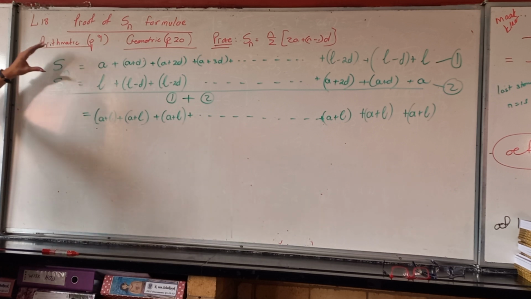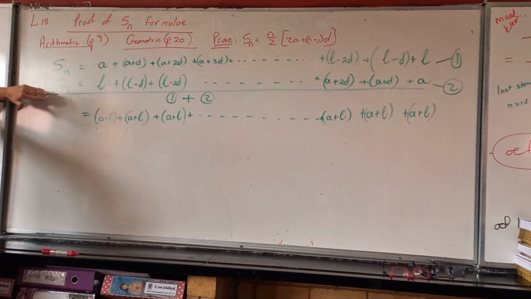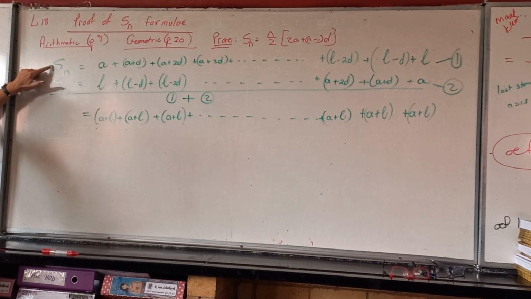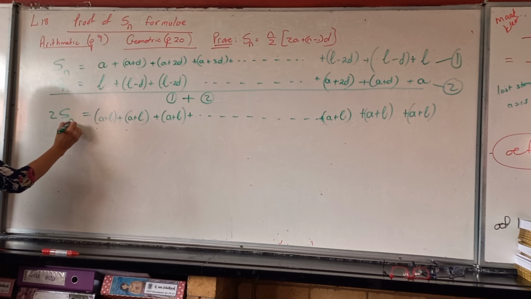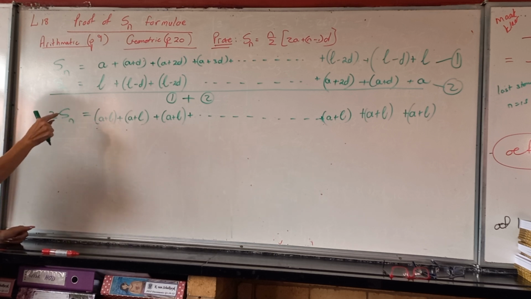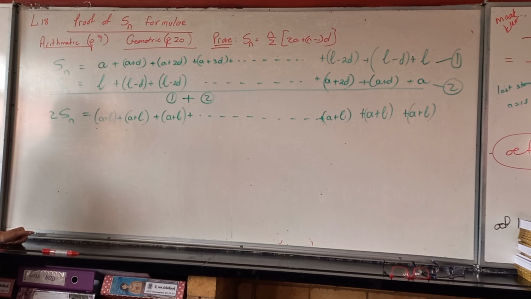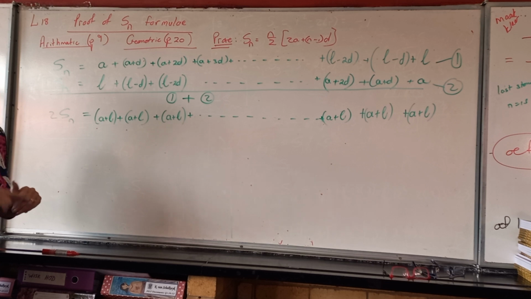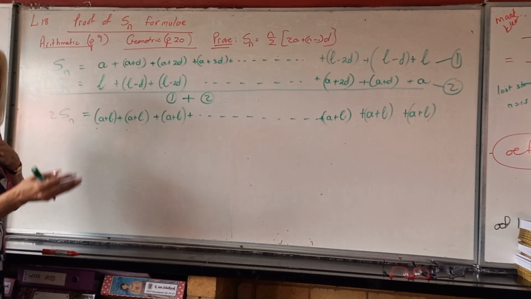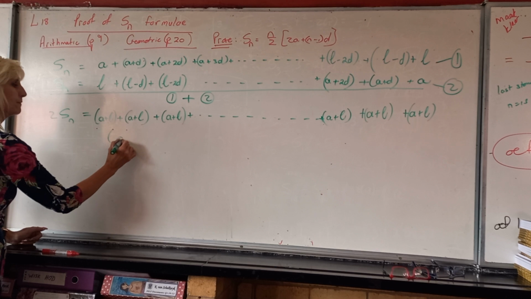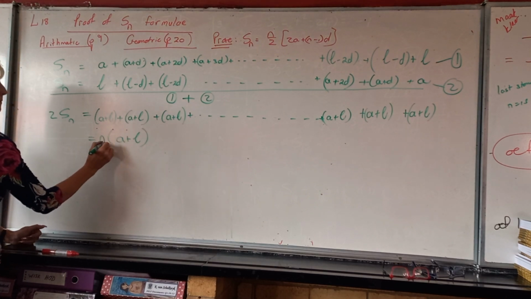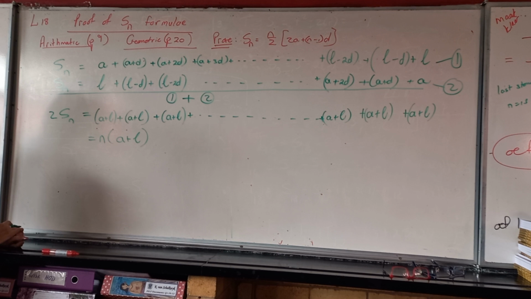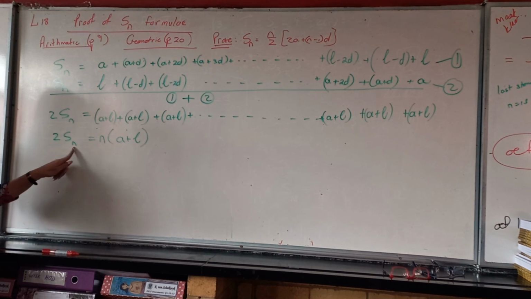If it's an equation, you've got to do the whole thing. If it's that equation plus this equation, what have you got here? 2Sn. How many terms are there? N terms. So your nth term would be your last term. So how many of these A plus L's are there? N. Make sense? So the 2 times Sn, and please make that a footnote.